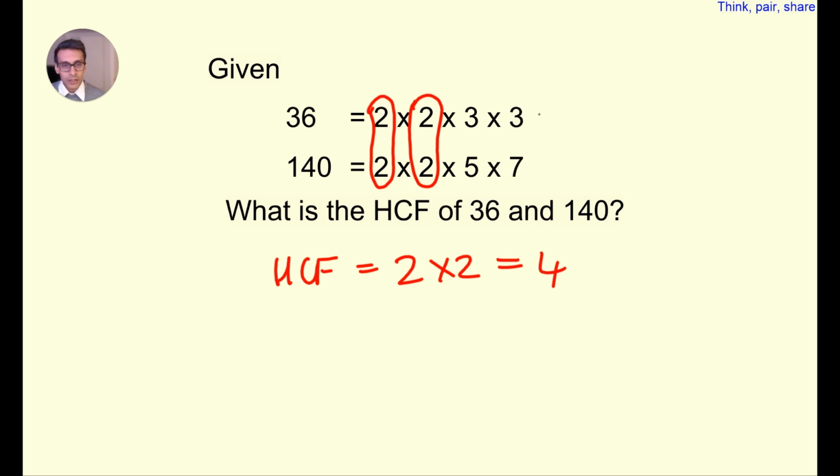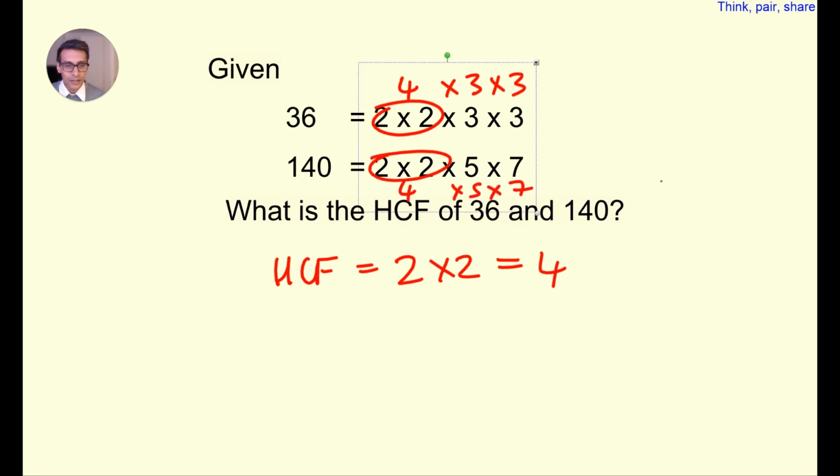So another way to think of this is we can write 36 as 4 times 3 times 3, and we can write 140 as 4 times 5 times 7. Now, because that 4 is common to both, that's going to be the highest common factor. There's no other factors that match.